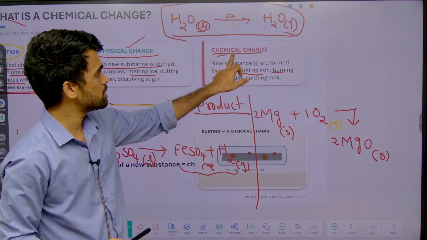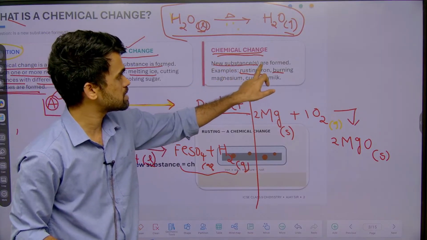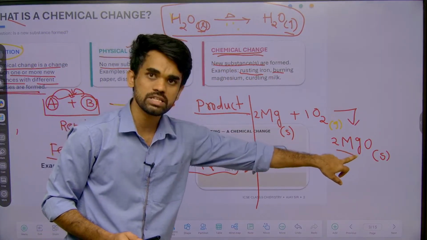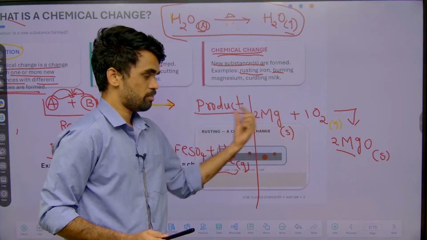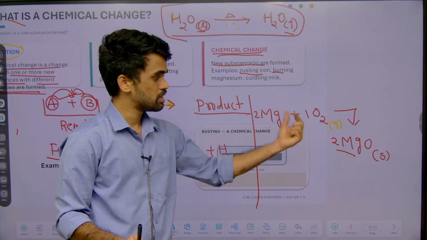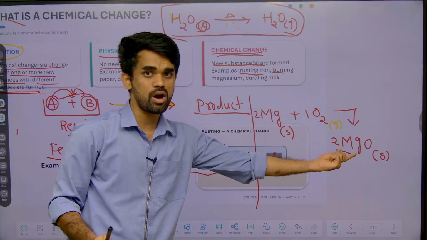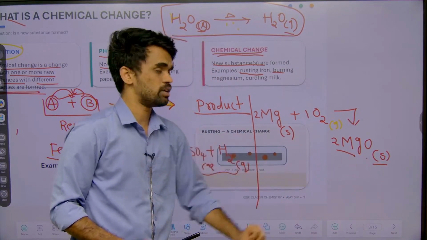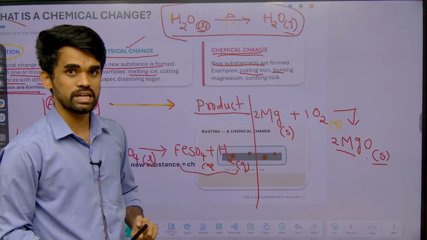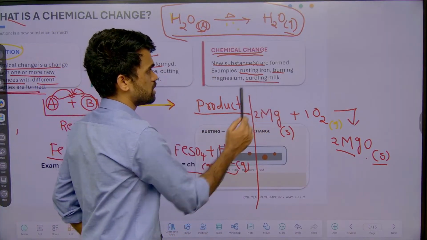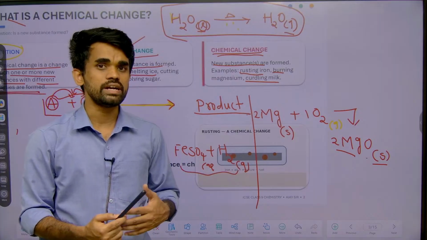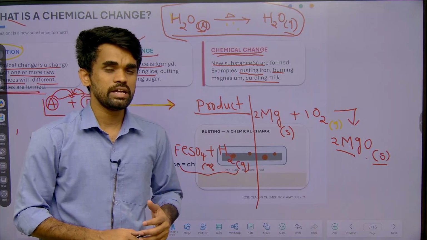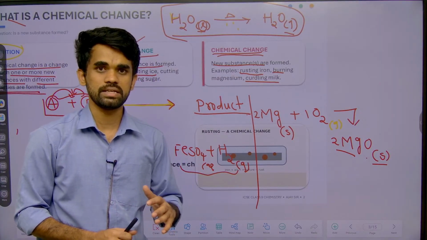So what happens in a chemical change? New substances are formed. Yes, a new substance is formed now from magnesium metal and oxygen gas, giving a new substance like magnesium oxide, right? It is having the physical state as solid. Okay, so this is one of the examples. And one more example, if you see curdling of milk. That is also a daily life example in which a chemical process is taking place.